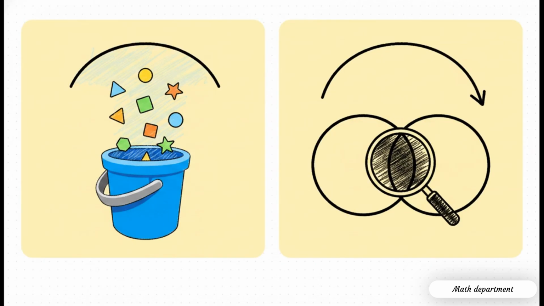I want you to think of a union, represented by an upward-facing U, as a giant bucket holding everything from both sets. You just dump it all in. But remember the golden rule, no repeating elements. An intersection, on the other hand, represented by a downward-facing U, is like a strict VIP list. An item is only allowed on the intersection list if it belongs to both set A and set B.